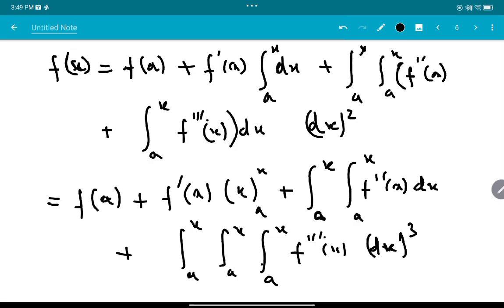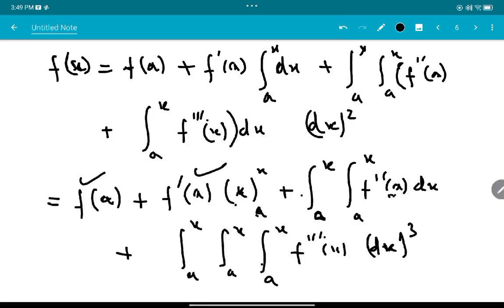Likewise, if we continue, ultimately one thing remains. You see here x with these limits. This means that this term will ultimately become, when you give it the x value, x minus a. So it is f a plus f dash a into x minus a, and then in this case f double dash will come out.